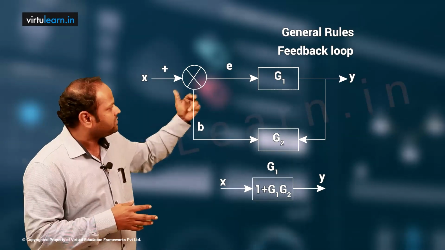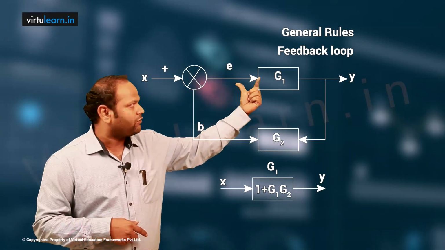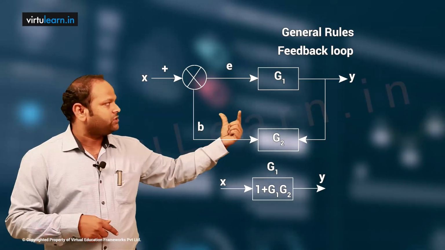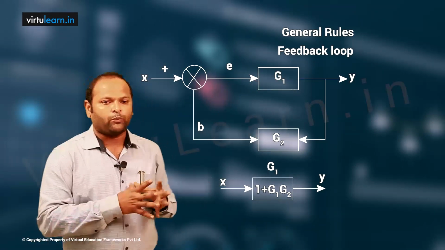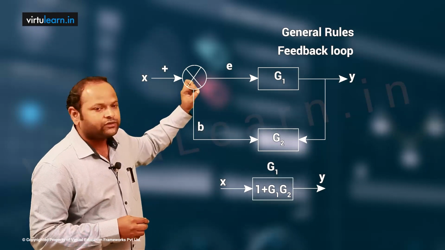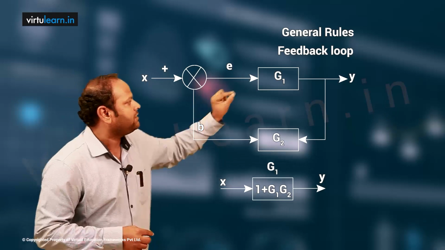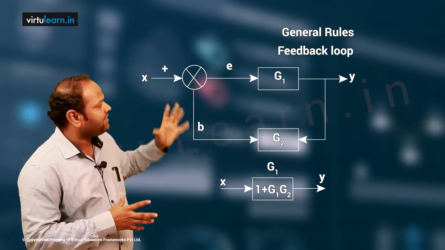X is the input, summing point, and G1, G2 we have. G1 is forward gain, G2 is the feedback gain, and Y is the output. Let us assume some intermediate point here. This is X, I am taking input, and this is E, and this is B, and this is Y. And how can we write the relations here?